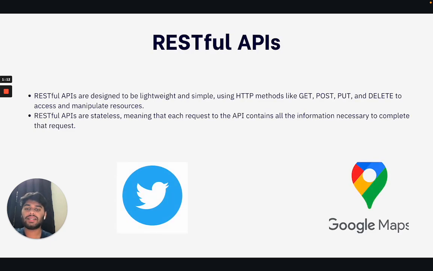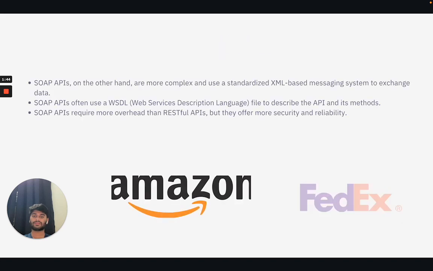RESTful APIs are designed to be lightweight and simple, using HTTP methods like GET, POST, PUT, and DELETE to access and manipulate resources. RESTful APIs are stateless, meaning that each request to the API contains all the information necessary to complete that request. Examples of RESTful APIs include the Twitter API, which allows developers to access and interact with Twitter data, and the Google Maps API, which allows developers to embed maps and locations in their applications.